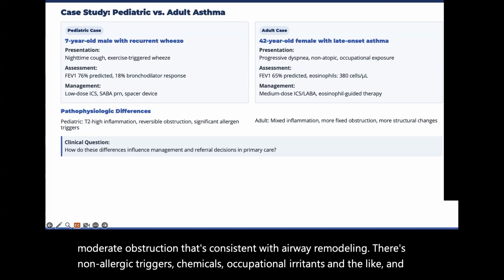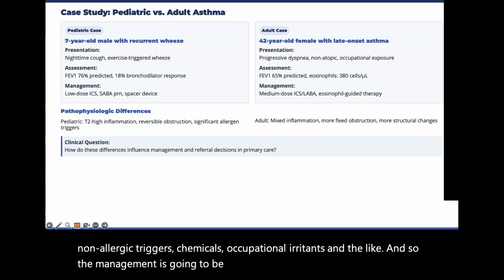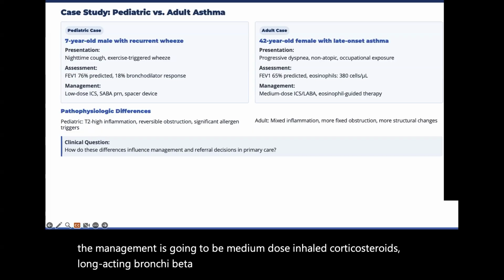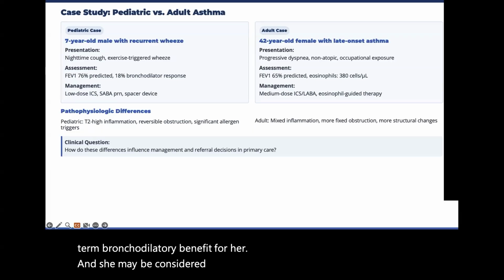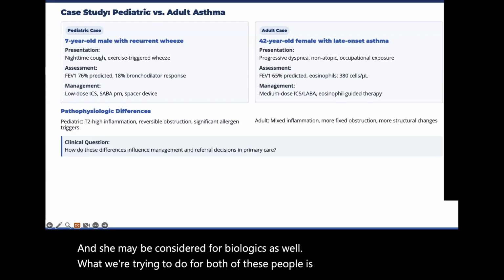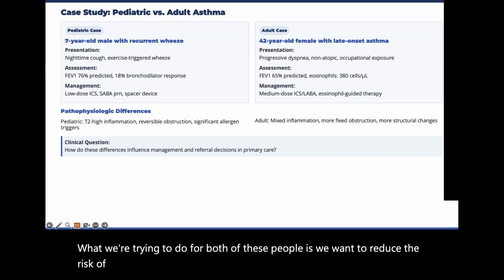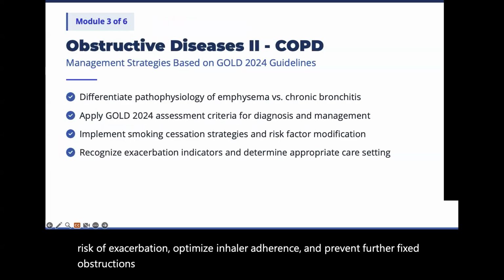And so the management is going to be medium dose inhaled corticosteroids, long-acting beta agonists to provide both anti-inflammatory and long-term bronchodilatory benefit for her. And she may be considered for biologics as well. What we're trying to do for both of these people is we want to reduce the risk of exacerbation, optimize inhaler adherence, and prevent further fixed obstructions. That's the long-term goal.